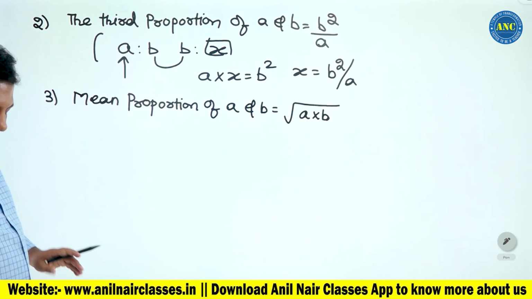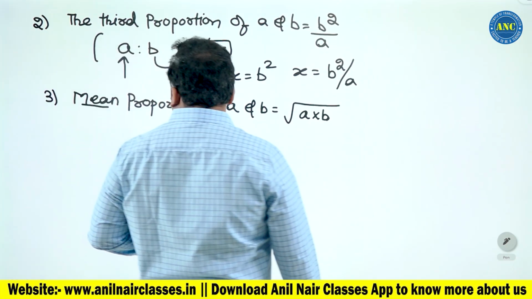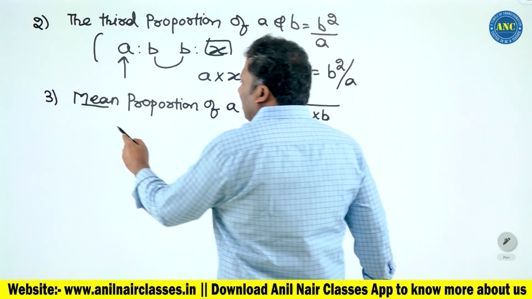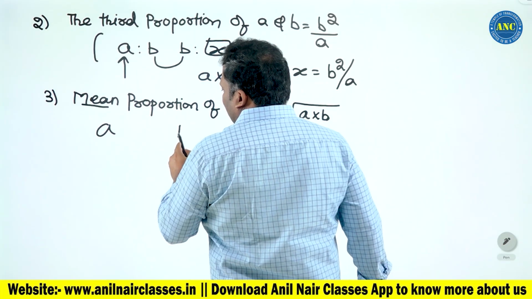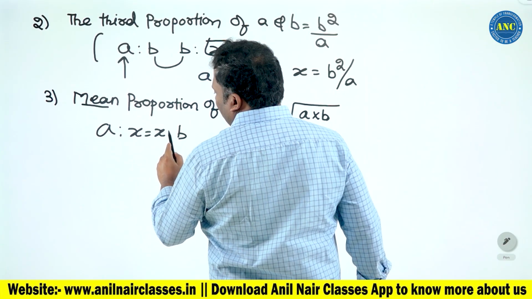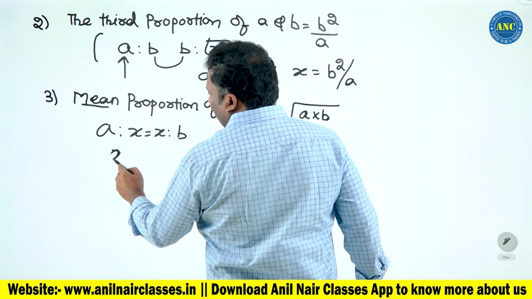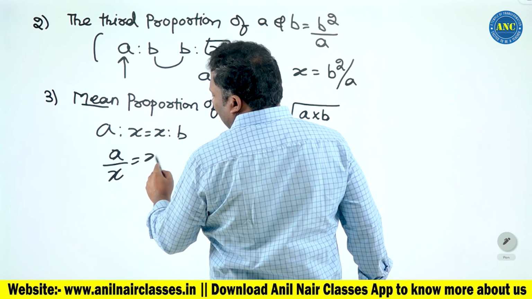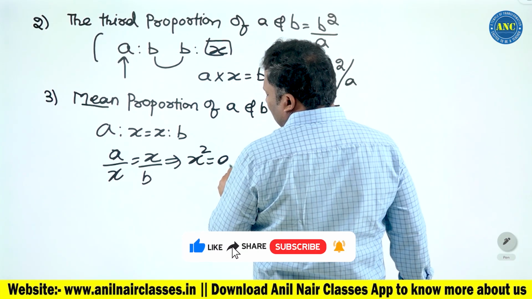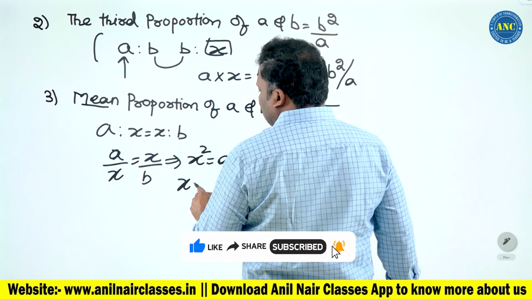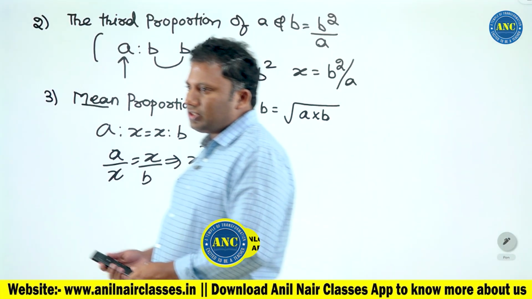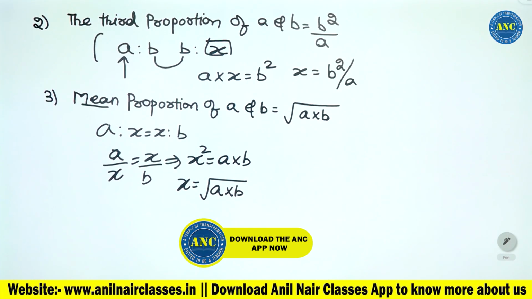So what is the mean? Mean is the middle value. Arithmetic mean, averages. It means middle value. A is first value. B is the last value. A is to X and X is to B. Both are same. So A by X is equivalent to X by B. X into X is X square. X square is A into B. X is square root of A into B. Mean proportion of A and B is square root of A into B.